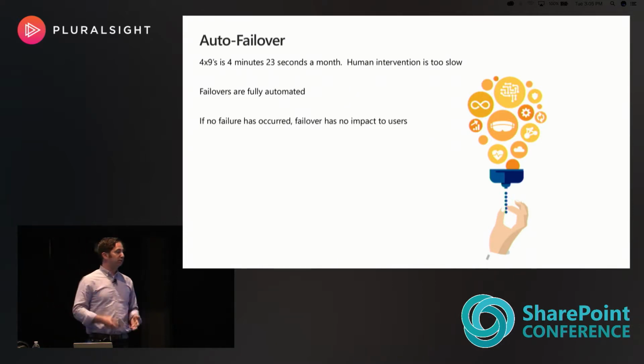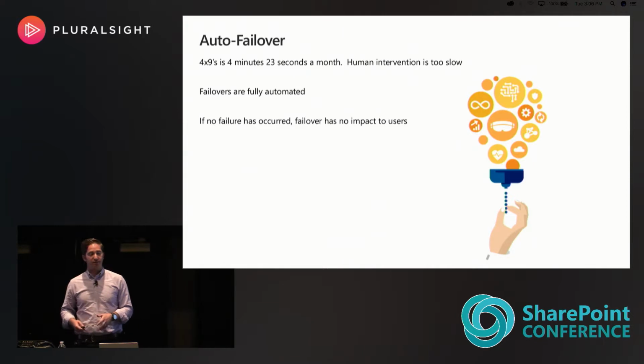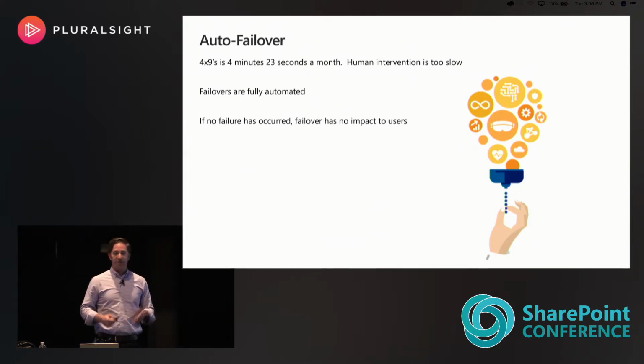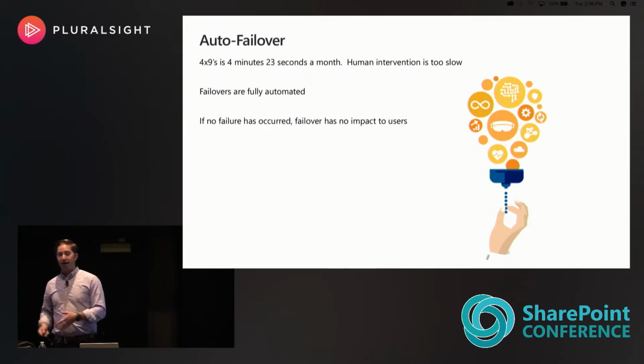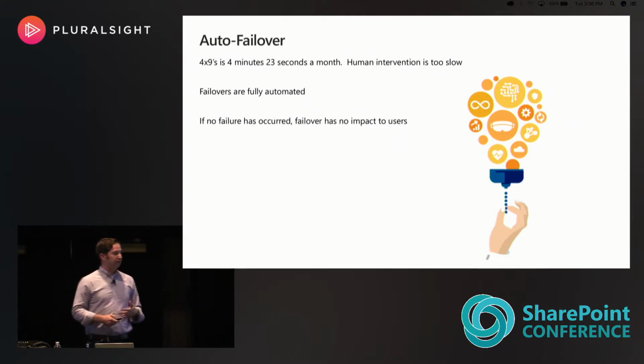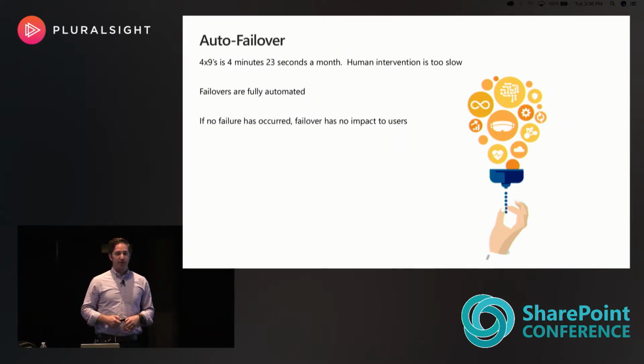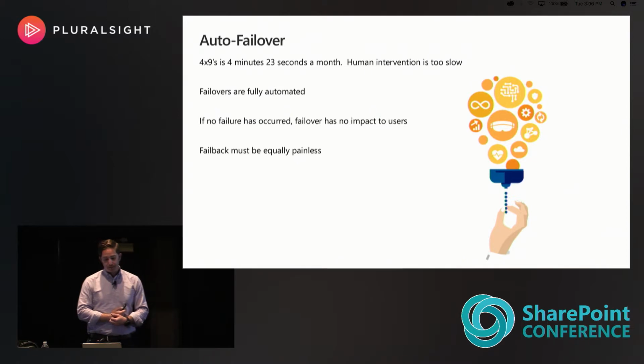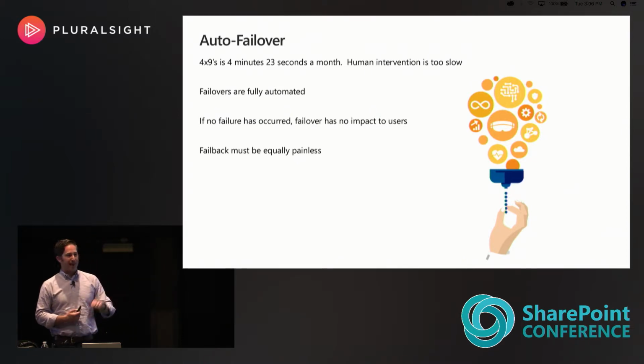And in fact, we run drills, and the net result is we do over 100 DR failovers every single year. So we do these very, very commonly, very confidently, and we want to make sure that we are always ready for when the real thing occurs. The other big piece is fail back must be equally painless.